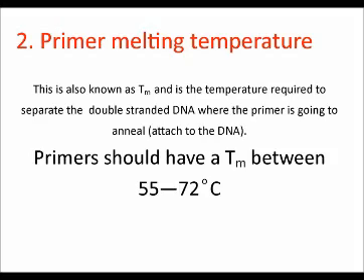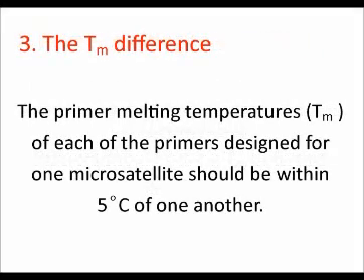Okay, so now on to the third of the criteria. This is what we call the TM difference, or at least that's what I've called it. By now we should be familiar with the idea that for each microsatellite there are 2 primers, and each primer has its own melting temperature, or TM. The third criteria dictates that the TM for each of the primers for one microsatellite should be within 5 degrees of one another.